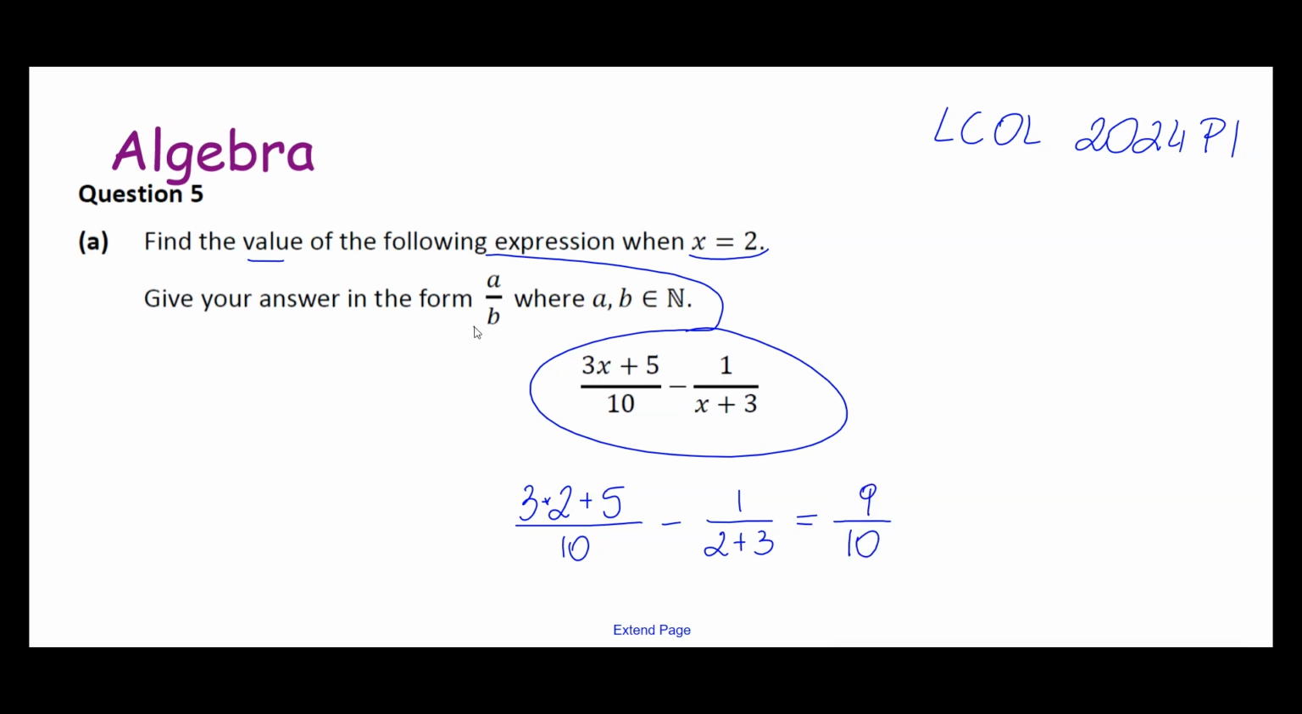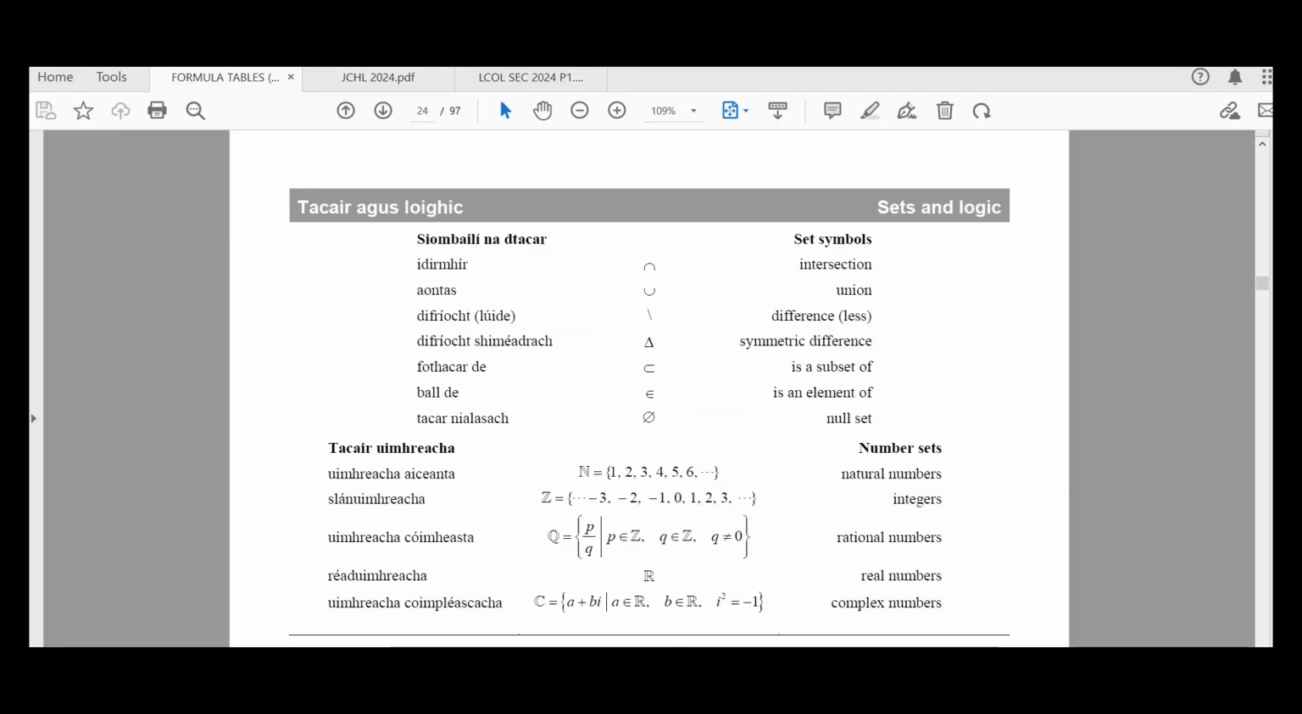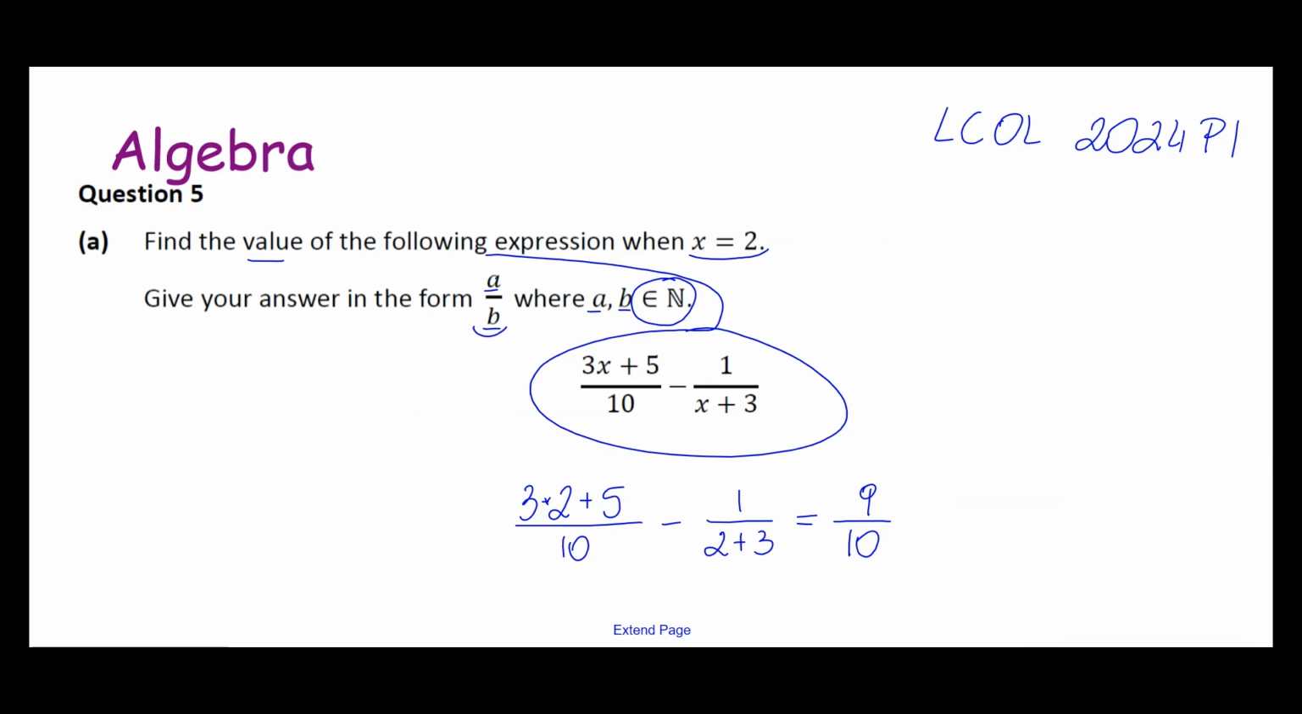And we have to give it in the form of a fraction, which we did, and value of a, so number on the top, and b, number at the bottom, belong to n. If we are not sure what that means, page 23 in our table is saying that n are natural numbers, meaning 1, 2, 3, 4, they are what? Whole numbers, positive numbers, no fraction. So yes, the number on the top is not a fraction, it's a whole number, and the same the number at the bottom. Really nice and easy mark.